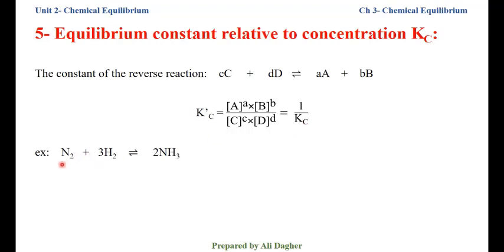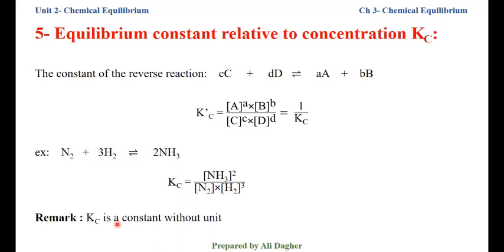Example, the equation of synthesis of ammonia: N2 plus 3H2 gives 2NH3. Kc equals concentration of NH3 to the power 2 over concentration of N2 to the power 1 times concentration of H2 to the power 3. This is the expression of Kc of this reaction. Remark: Kc is a constant without unit.